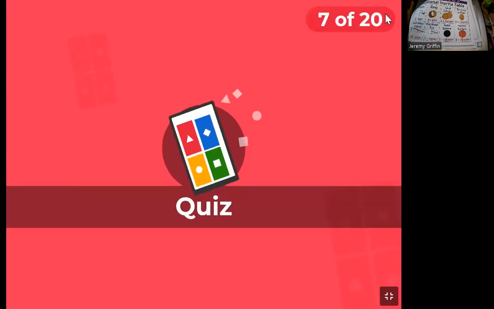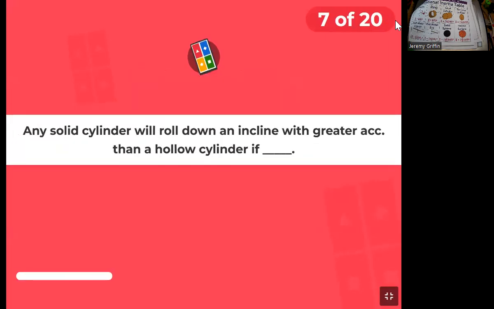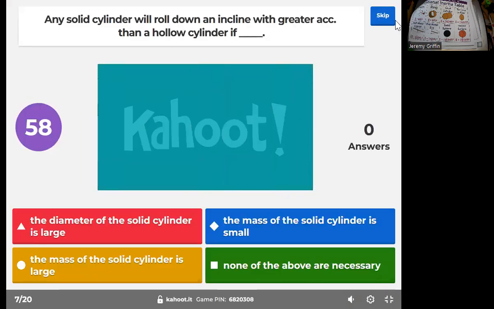All right, Cole and Liam, more points. A solid cylinder rolls down an incline with a greater acceleration than a hollow cylinder if what?